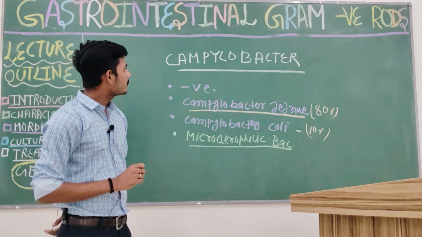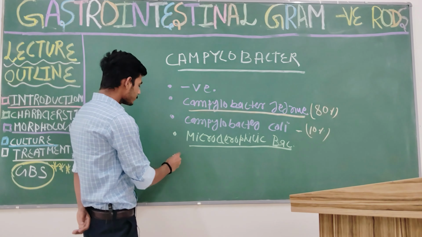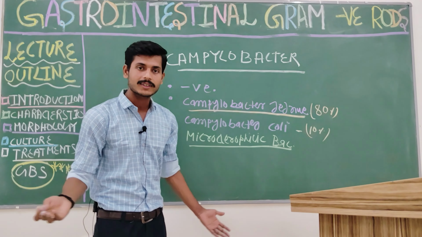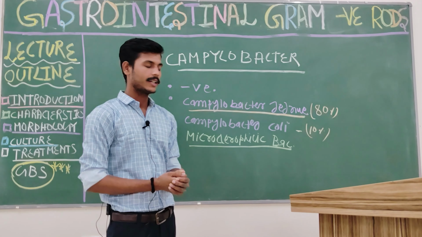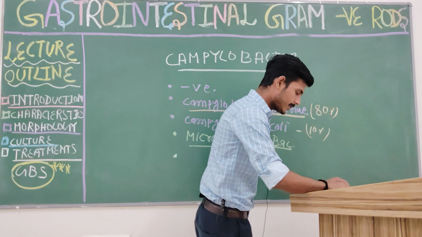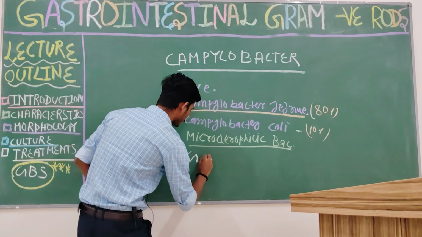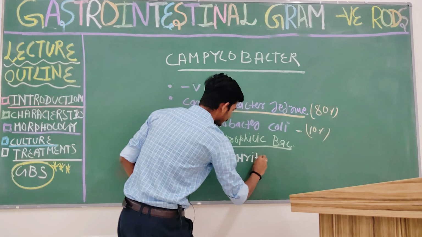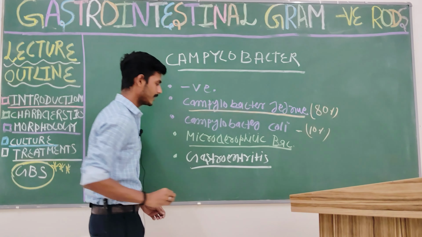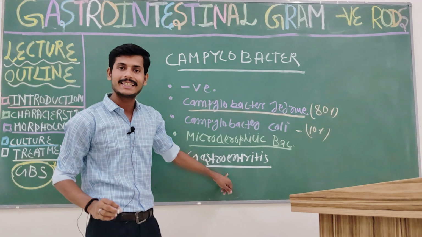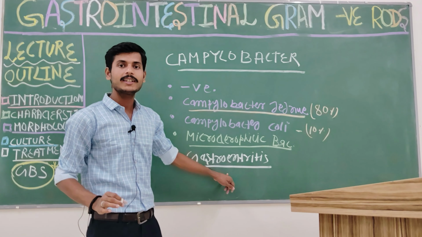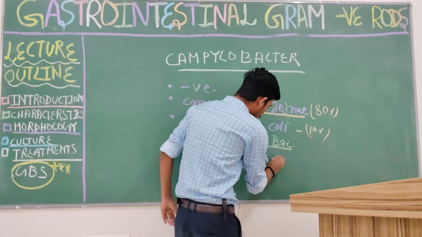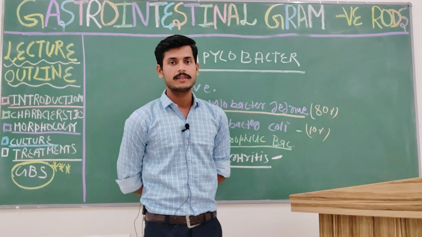Another thing about Campylobacter is that, as I said, it causes gastrointestinal infection. But what is the main gastrointestinal infection? One main infection is called gastroenteritis. What I mean by gastroenteritis is an inflammation in the gastric mucosa.